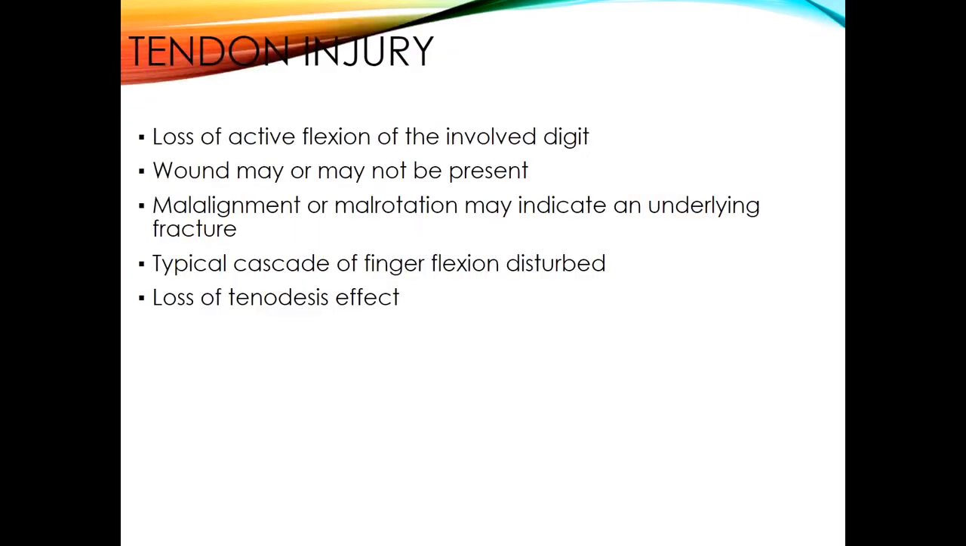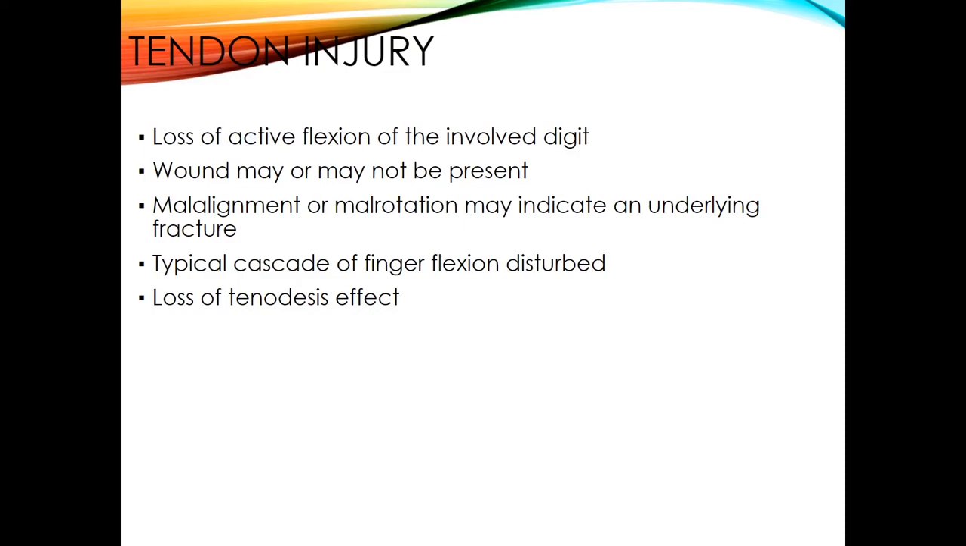So, tendon injuries, these patients will have a loss of active flexion of the involved digits. A wound may or may not be present. There may be an avulsion. If you have a rock climber, if you have a jersey finger, a lot of athletes will develop these. We've seen several where patients have fallen from a ladder or roof or something and grabbed on to try and catch their fall and ruptured a flexor tendon, the FDP.